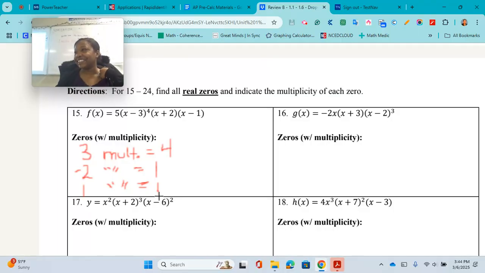Any questions on that? Next, we have what zeros? 0 with a multiplicity of 1, -3 with a multiplicity of 1, and 2 with the multiplicity of 3.